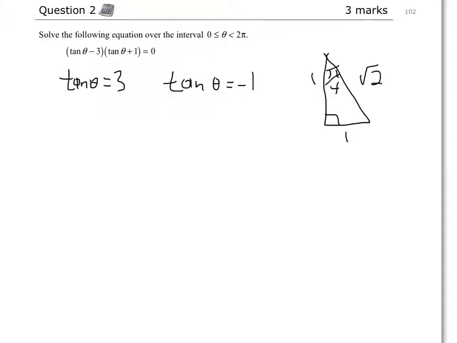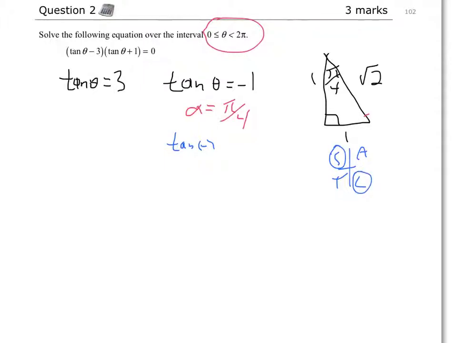Our reference angle, I use alpha as my symbol for reference angle because we should find that first. We want a ratio of 1, so our reference angle is pi over 4. Now because we're in the interval from 0 to 2 pi, we want to figure out where tan is negative. We use All Students Take Calculus. So tan is negative in quadrant 2 and 4.